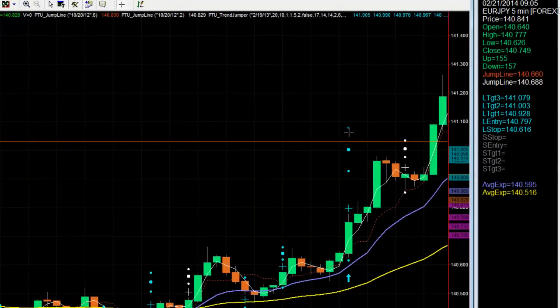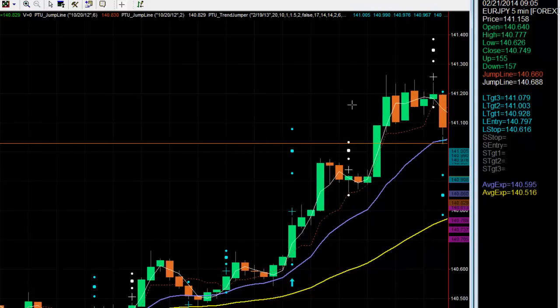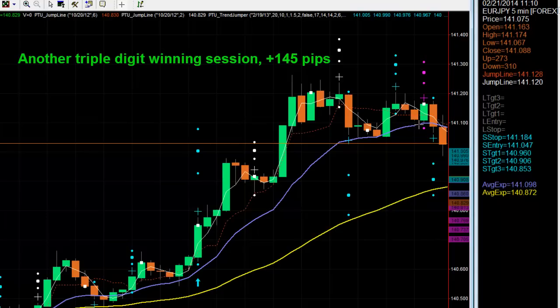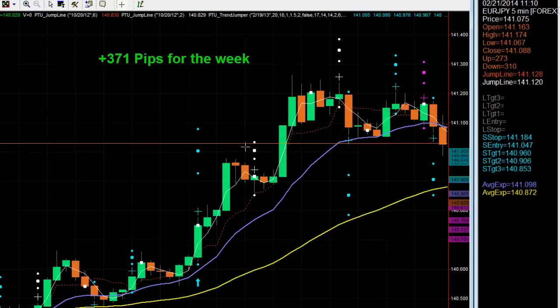Now both these trades, this original trade here looks really small, doesn't it? But it's still going because we're trailing the purple line. Same with this one. 2 positions trailing. Up, up, finally stops out right up in here at 141.08, and this session ended with 145 pips, and we finished the week with 371 pips.